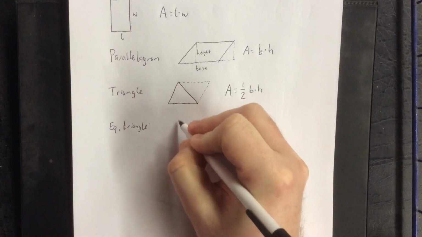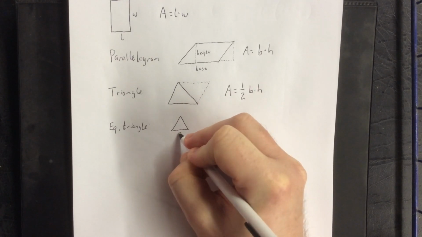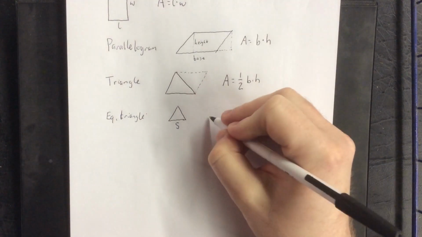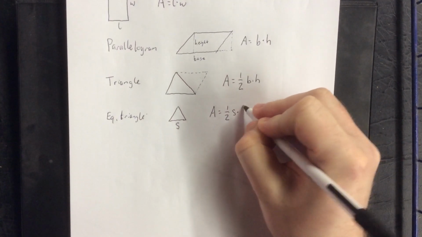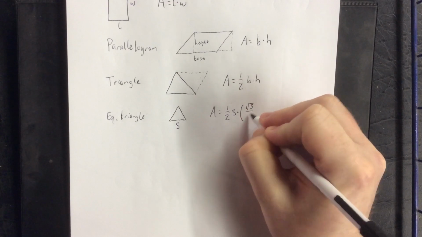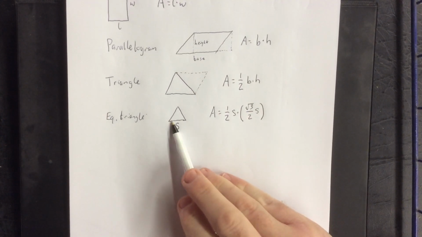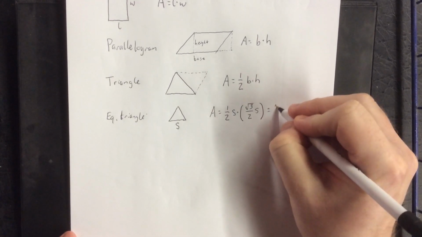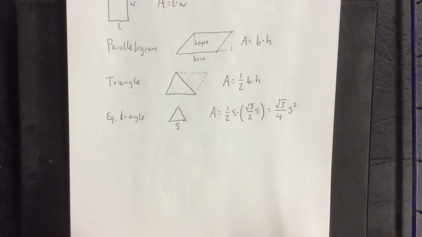The equilateral triangle is a triangle with three of the same side, and if we refer to each one of those sides as S, then the area of this is going to be 1/2 times the base times the height. And it's relatively straightforward to show that the height is going to be the sine of 60 degrees times that base, so √3/2. This will wind up being √3/4 times a side squared.